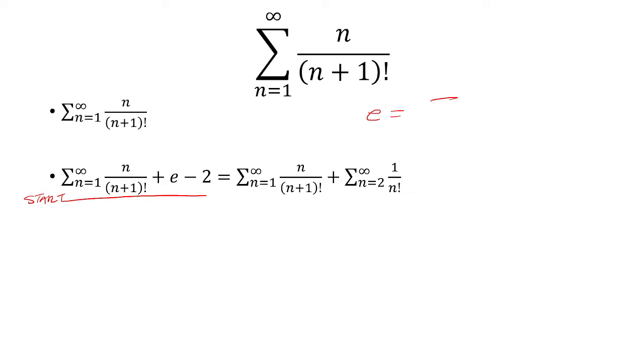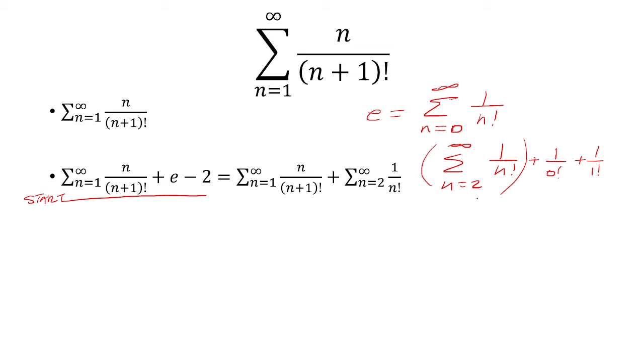I know that e could be rewritten as the sum from n equals 0 to infinity of 1 over n factorial. So if I go from n equals 2 to infinity of 1 over n factorial, I'm missing the first two terms. So I'm missing the terms when n is equal to 0 and when n equals 1. When n equals 0, we have 1 over 0 factorial. When n equals 1, we have 1 over 1 factorial. And so this would just be the sum, and then 0 factorial and 1 factorial are 1, and then 1 plus 1 is going to give us 2.